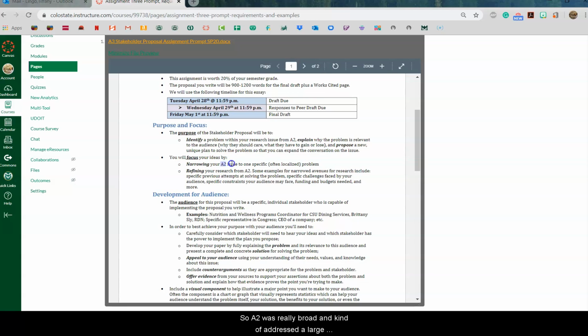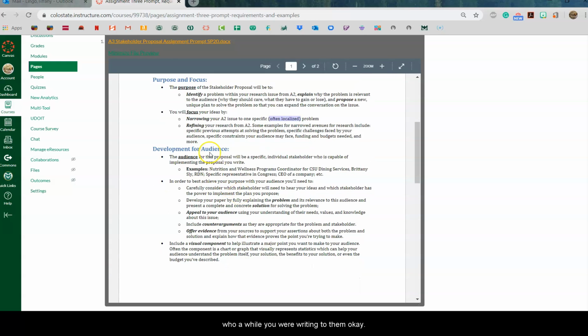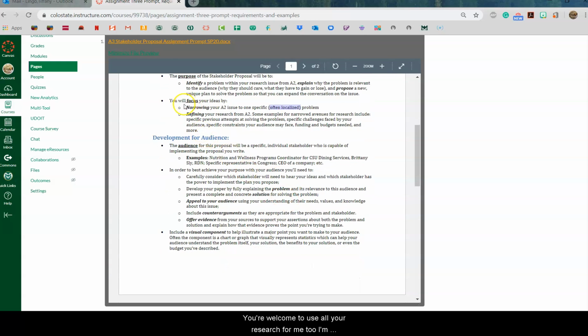So A2 was really broad and kind of addressed a large issue and a generalized issue. A3 is going to be specific and often localized. So what I mean by that is usually it's going to be to a specific city, to a specific general region, okay? And that will help your stakeholder understand why you are writing to them, okay? You're welcome to use all your research from A2. Just know that you may need more depending on what your topic is.